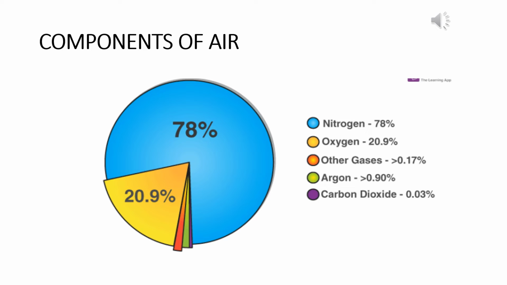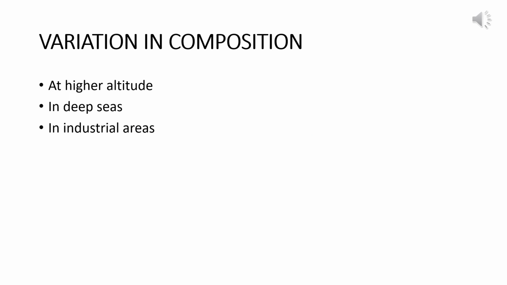Argon is a neutral gas or a noble gas, as we can say. It is the green portion and it accounts for a little greater than 0.9%. And carbon dioxide is present at a percentage of 0.3. Water vapor, dust particles, and some other polluting gases are all present, but the amount is very, very less or negligible. We can see variations in the composition of air in different conditions.